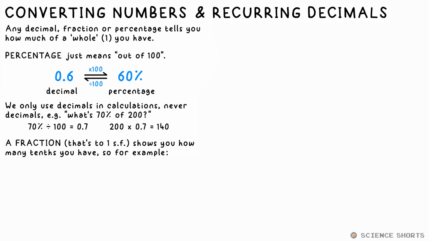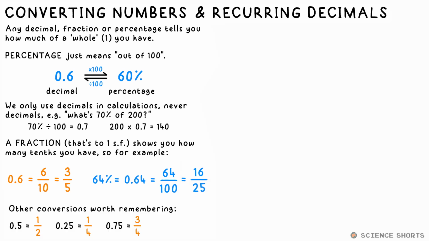Of course, any decimal or percentage can be written as a fraction instead. 0.6 is by definition 6/10, so 6 over 10. Can this be simplified? Yes, both bits can be divided by 2, so 3 over 5 is the simplest form of this fraction. What about something like 64%? Because it's out of 100, the fraction version is 64 over 100. Again, this can be simplified. You can divide both bits by 4, so this is also 16 over 25.